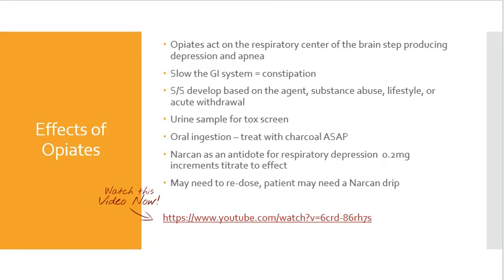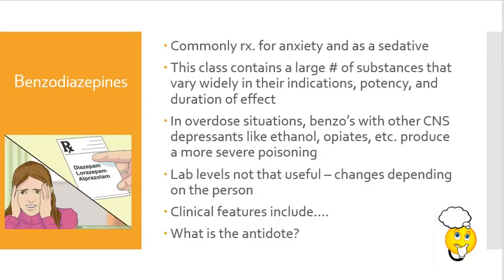Moving on to benzodiazepines. These are commonly prescribed for anxiety and as a sedative. This class contains a large number of substances that vary widely in their indications, potency, and duration of effect. In an overdose situation, benzos with other CNS depressants like ethanol or alcohol, opiates, etc., produce a more severe poisoning. Lab levels are not that useful because it changes really depending on the person.